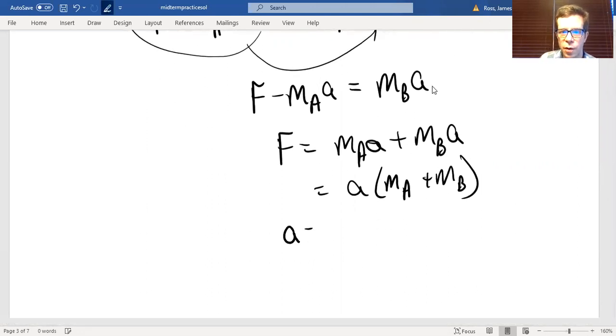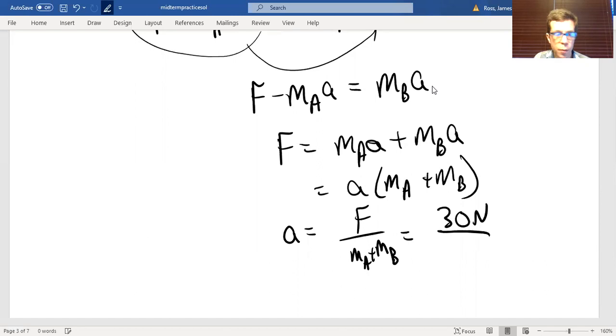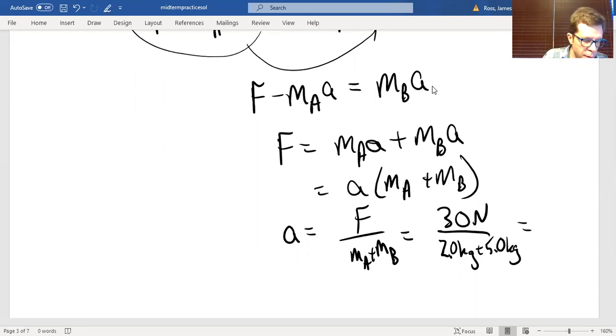And the acceleration then is equal to F over the sum of the masses. Let's see. The force was 30 newtons, and we're dividing by 2 kilograms plus 5 kilograms. 30 over 7 gives us 4.29.